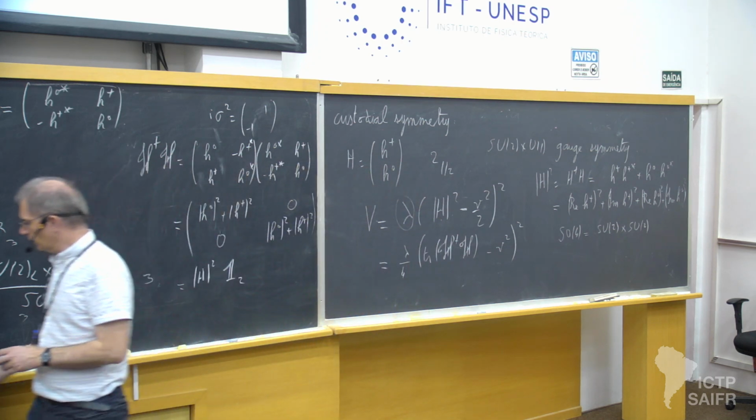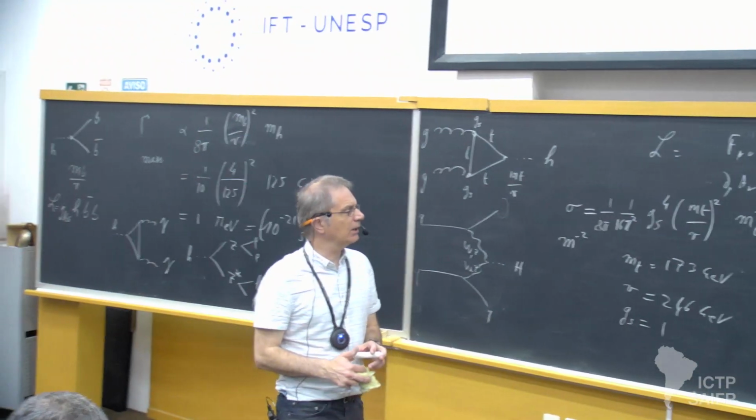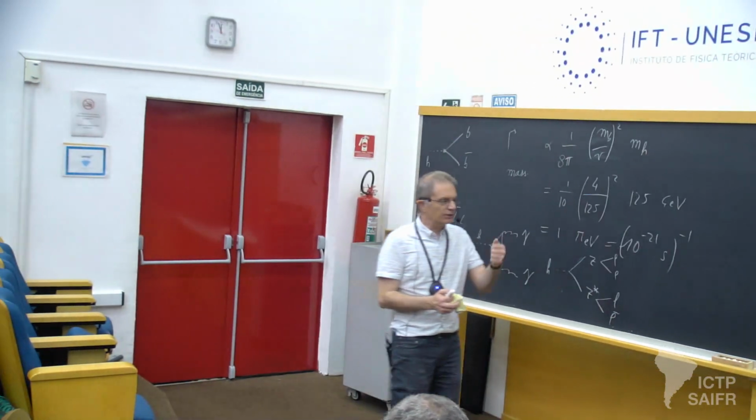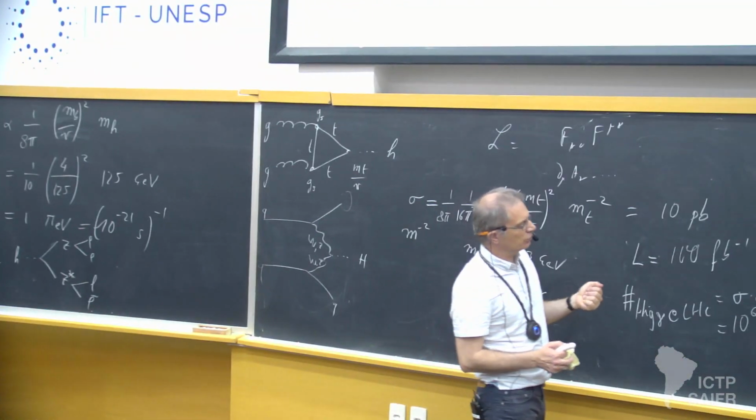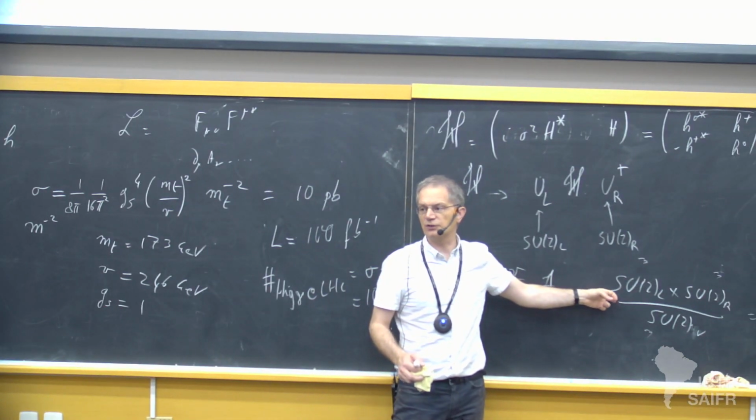Okay, so now I promised yesterday that I will tell you a little bit about the Goldstone equivalence theorem, right? So I really want to tell you in which sense we can really understand the longitudinal components of the W and the Z as the Goldstone bosons associated to this coset space.